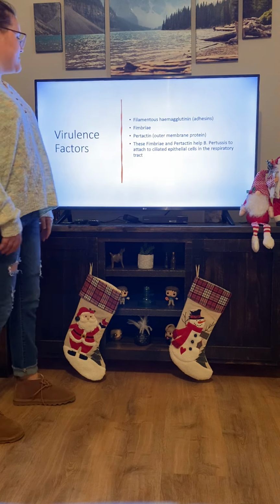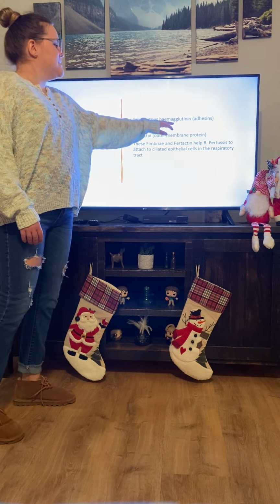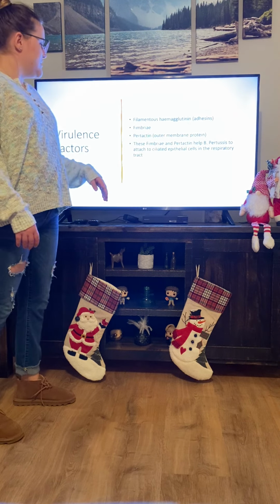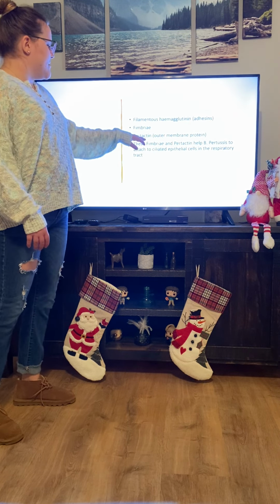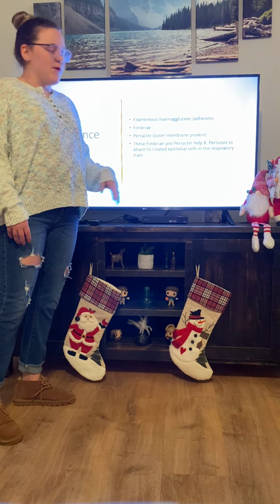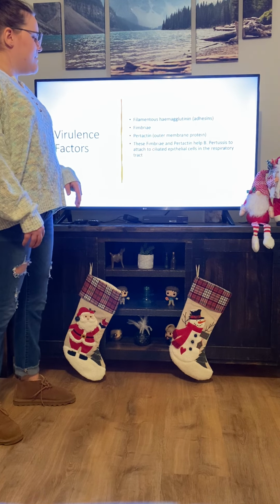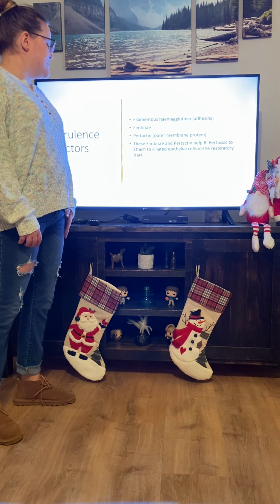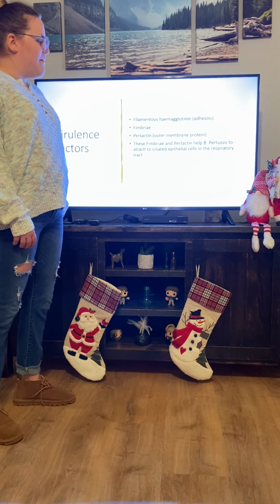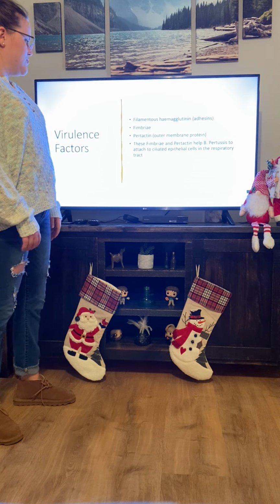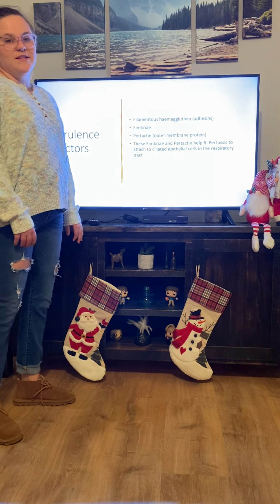So, virulence factors. It has filamentous hemagglutinin, an adhesin. It has fimbriae and pertactin, which is an outer membrane protein. The fimbriae and the pertactin help B. pertussis to attach to the ciliated epithelial cells in the respiratory tract. So this is how it infects the body.